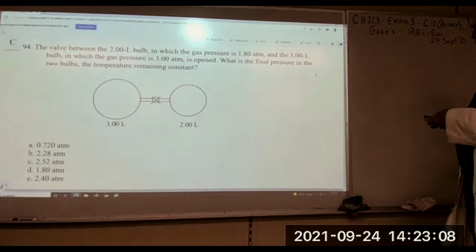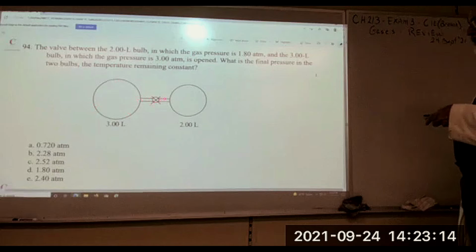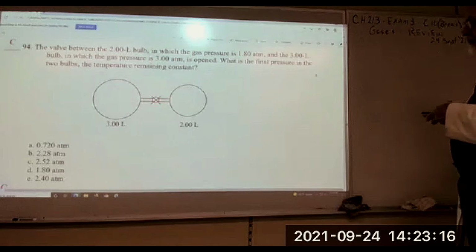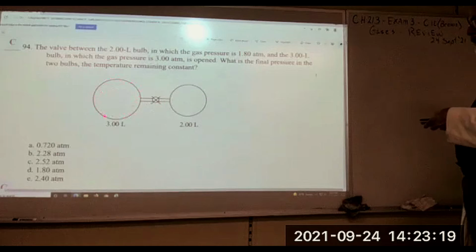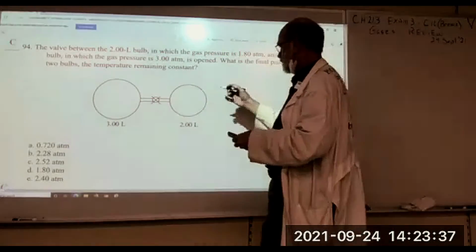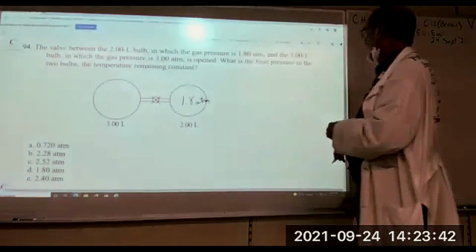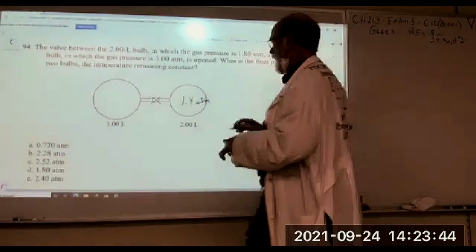So here's the scenario. Based upon this picture, we've got two bulbs attached with a valve. That's what that X means. This one is a 3-liter volume, and this one's a 2-liter volume. So the 2-liter bulb has a gas at a pressure of 1.8 atmospheres. Let's just write it in here, 1.8 atmospheres. Okay, and the 3-liter has a gas that's 3 atmospheres.